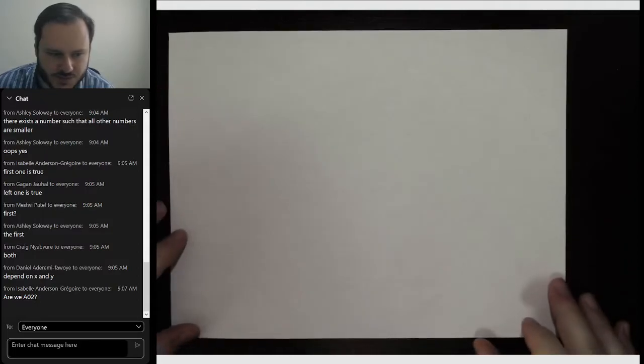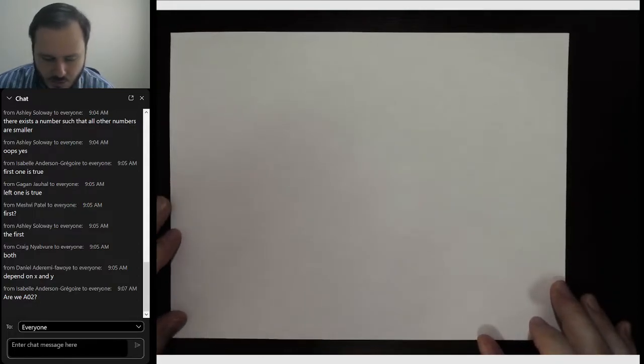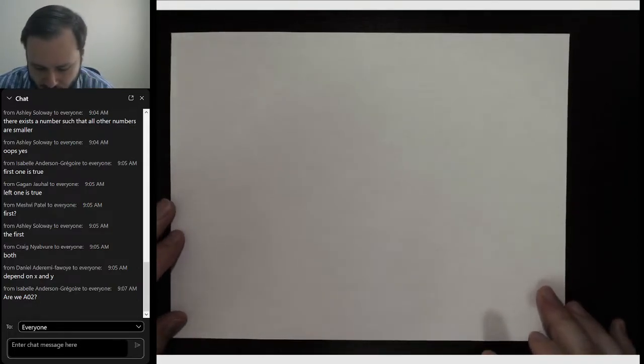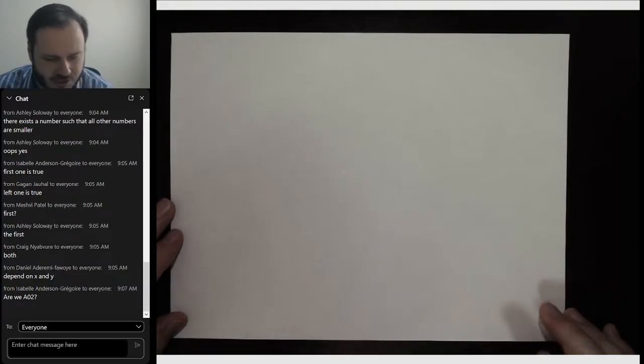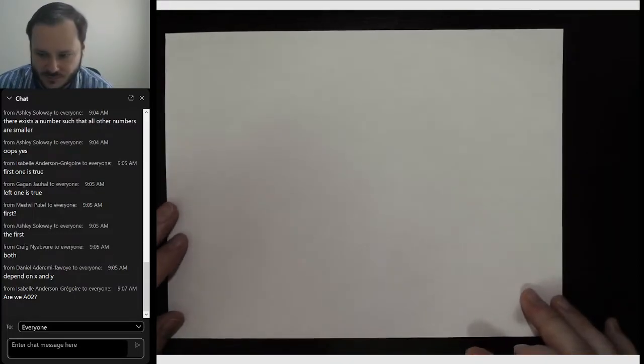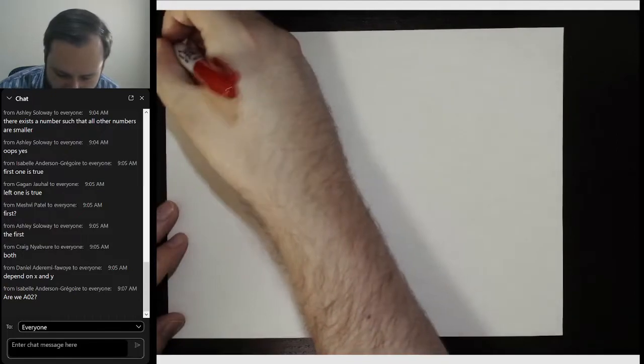We are section A02, yes. Or at least this is section A02. If you're in a different section and you're just sitting in, welcome. You're welcome here.